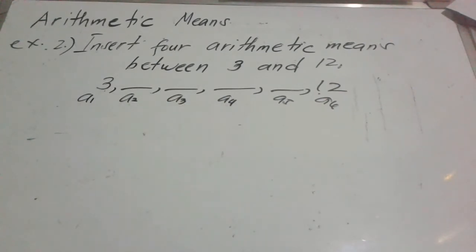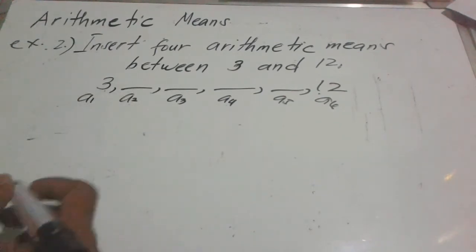The first thing we do is recall the formula of the arithmetic sequence: a sub n is equal to a sub 1 plus quantity n minus 1 times d. That is the formula of the arithmetic sequence. We will use it to get the common difference, since what is given is the first term and the last term.